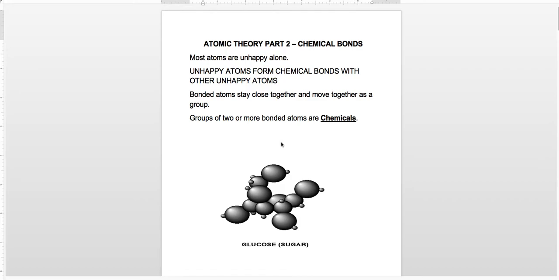Okay, so the first thing you need to know about why atoms form bonds with other atoms to make chemicals is the fact that most single atoms are actually very unhappy being single atoms. They're unhappy alone. But why are atoms unhappy by themselves? Why do they have this need to bond with other atoms? And what is a chemical bond?